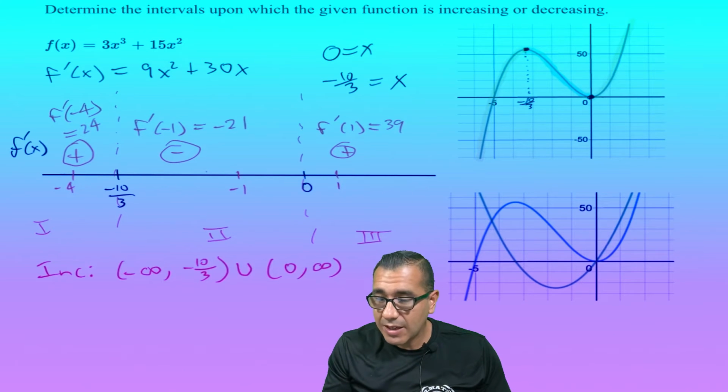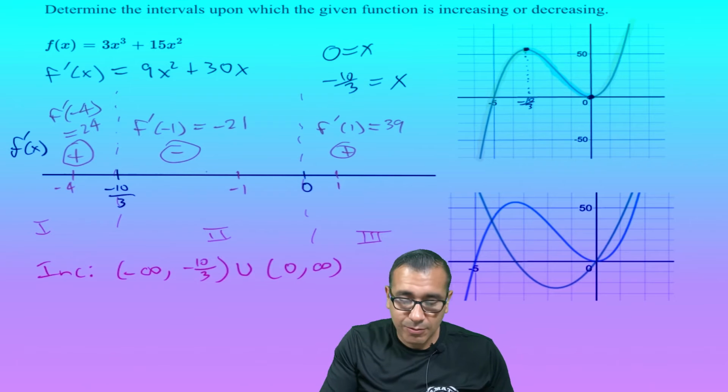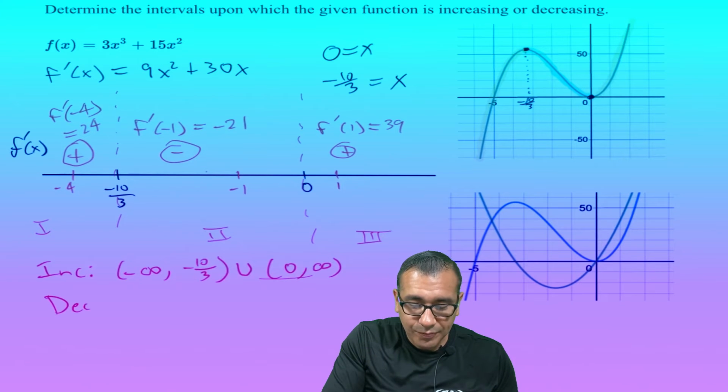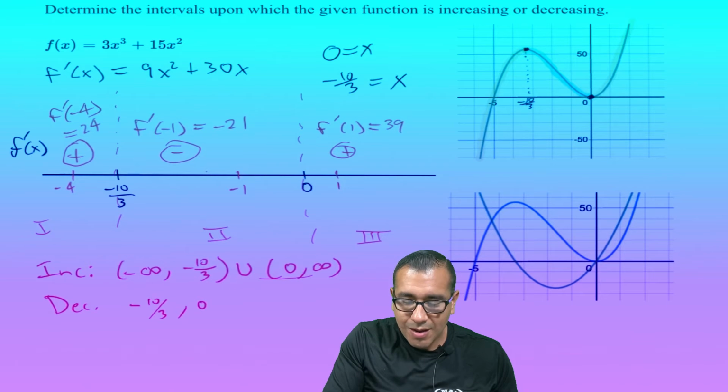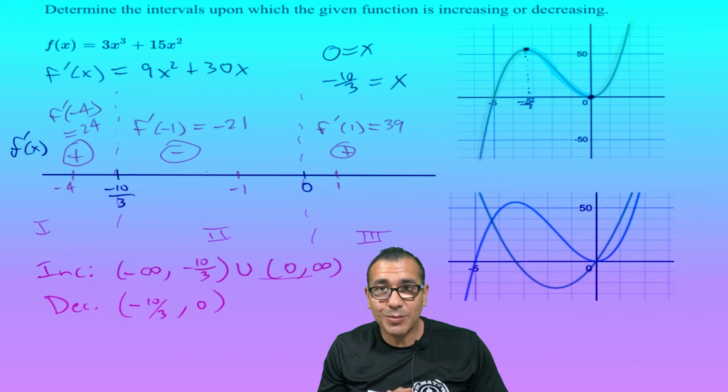Where is our function decreasing? Well, it's just decreasing right here in that middle, this region, from negative 10/3 all the way to 0. So it's decreasing from negative 10/3 all the way to 0. And there we have our intervals, all right?